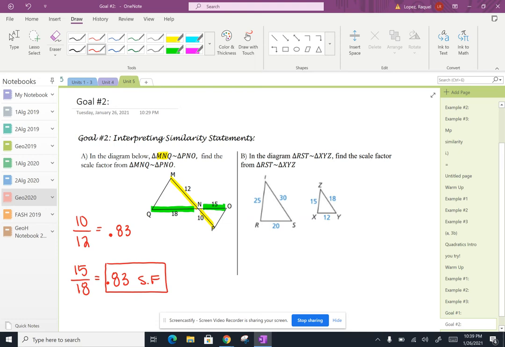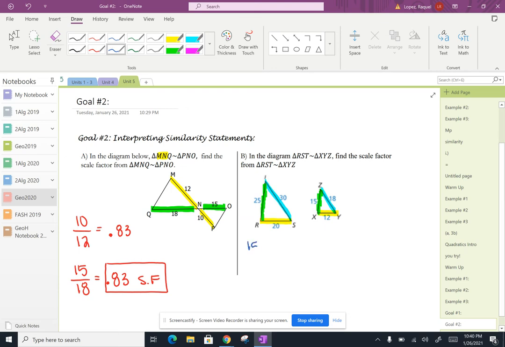Okay, let's look at part B. So in part B, they tell us that triangle RST is similar to XYZ. So that means that RS is going to correspond with XY. ST is going to correspond with YZ. And RT is going to correspond with XZ. They want us to find the scale factor from the larger triangle to the smaller triangle.